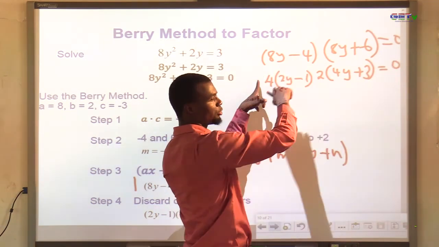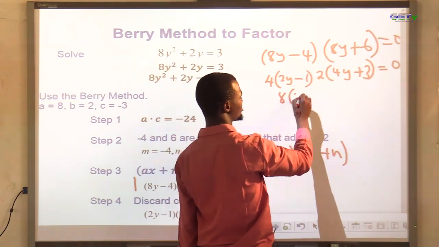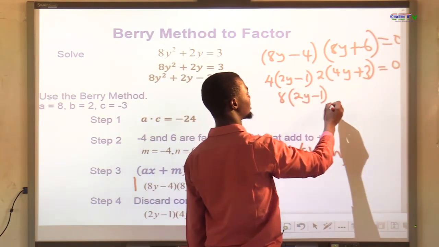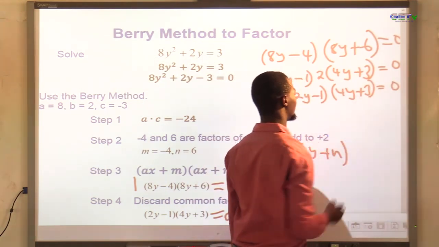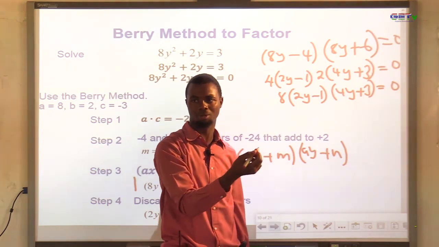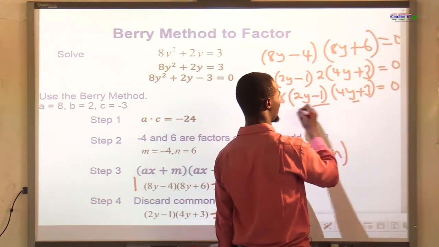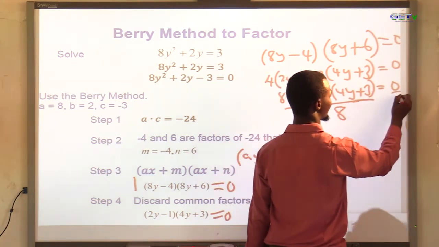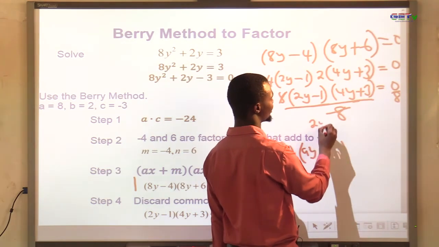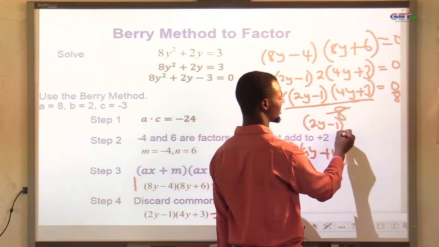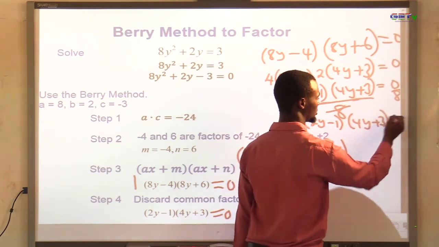We can multiply 4 and 2, we will have it as 8. In bracket, you have 2y minus 1, then you have 4y plus 3 equals 0. It's easy to discard it now. When we divide both sides by 8, if we divide here by 8 and divide here by 8, it will take off itself. So then we'll have 2y minus 1 times 4y plus 3 equals 0.